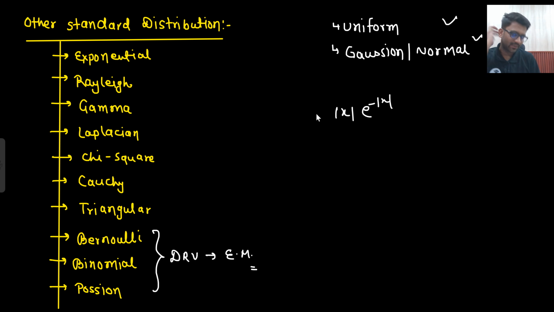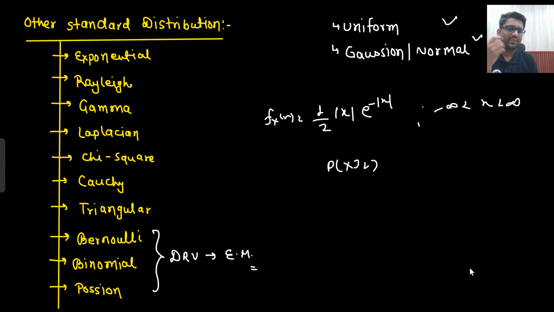There was this kind of expression, right? Where x was going from minus infinity to infinity. This was your fX(x). And there I asked you the probability of x greater than 2, all these kind of things.